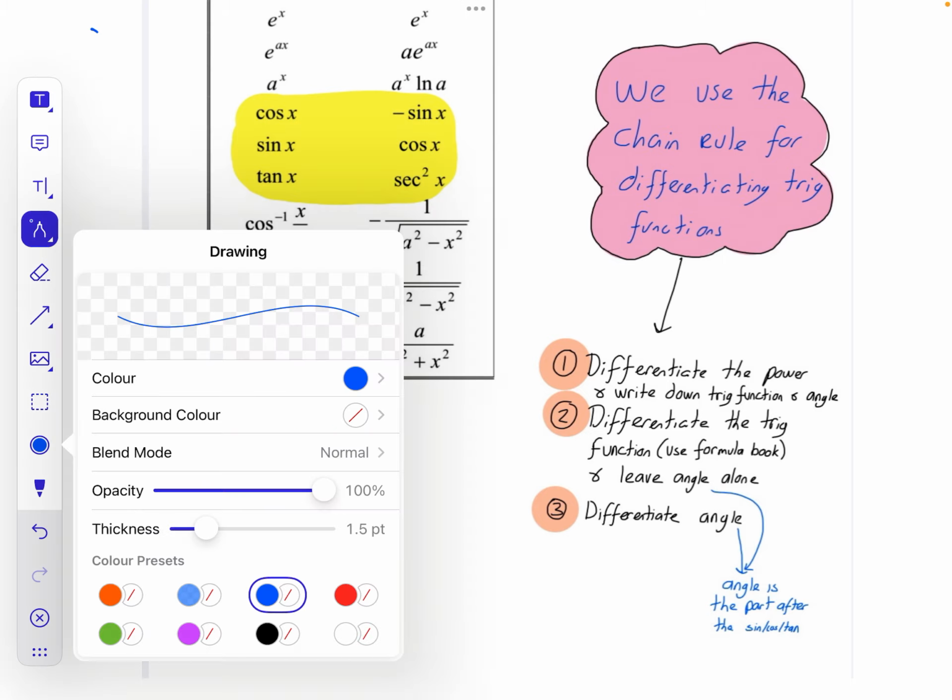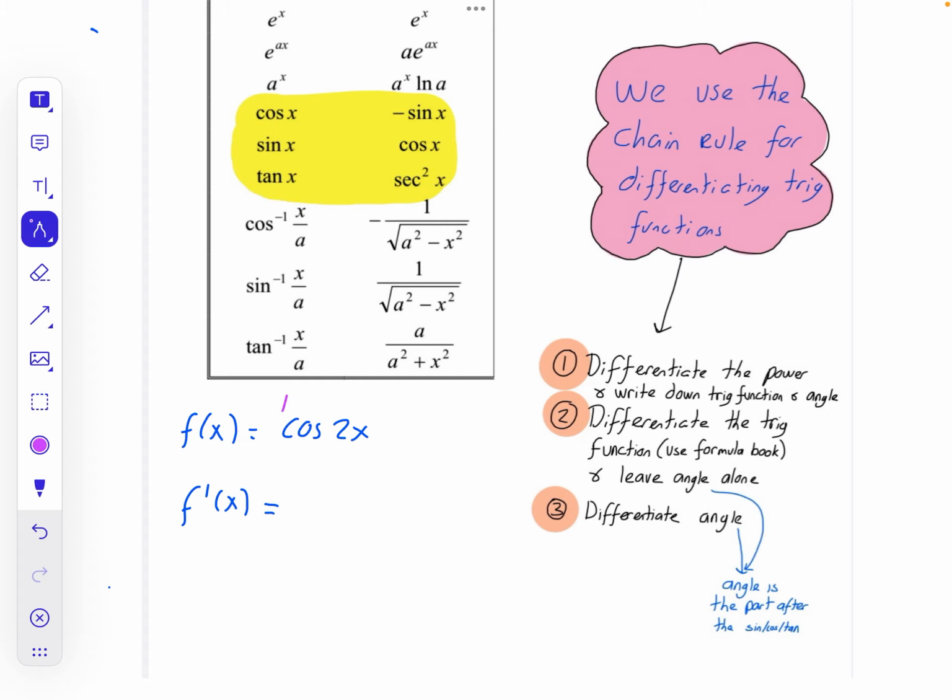So step 1, differentiate the power and write down the trig function and the angle. Okay, so this is my trig function. And this is my angle. Now, there is no power. Okay, so in this example that I've done here, there's no power. So I can ignore that step. I'm going to move on to step 2.